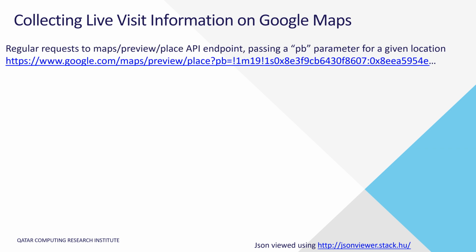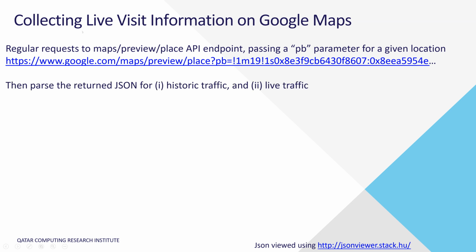So how do we actually collect it? Well, basically, we just issue regular requests to this maps/preview/place API endpoint. Here you see the URL pattern with a parameter for the given location. At this API endpoint, Google then returns a bit of JSON. JSON is a particular data format, and it contains a lot of information, including details about the historic traffic and the live traffic.